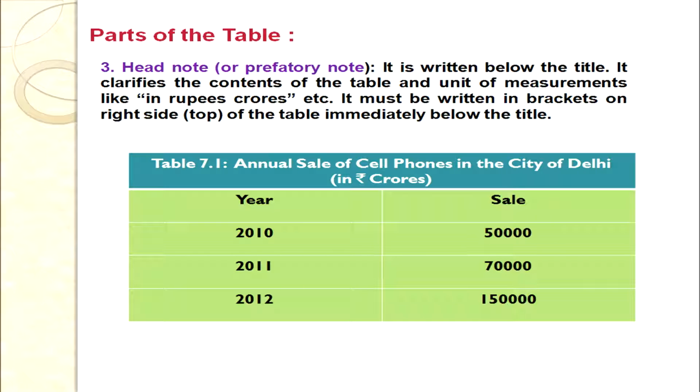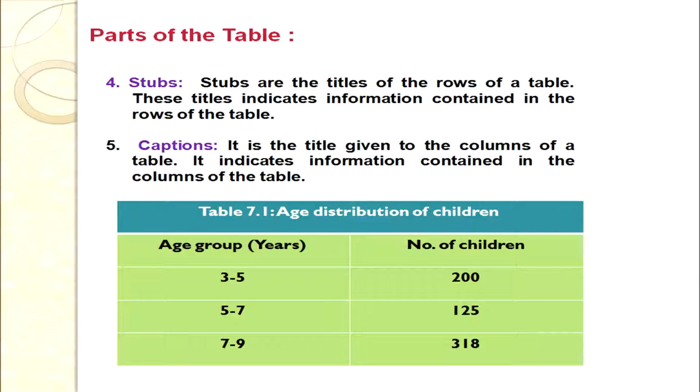After this, we are going to discuss stubs. What are stubs? In this particular example, the stub is age group in brackets years. So, we can often call it row headings. Stubs are the titles of the rows of a table. These titles indicate information contained in the rows of the table. Over here it indicates that these are the years. So, we are talking about the age group of the children.